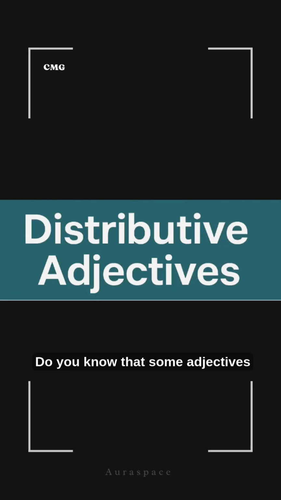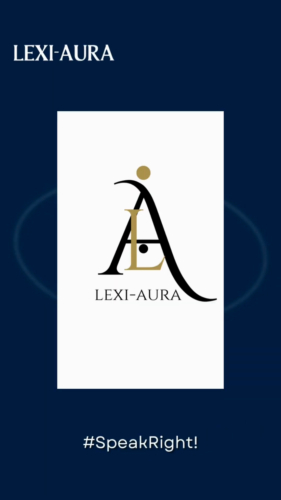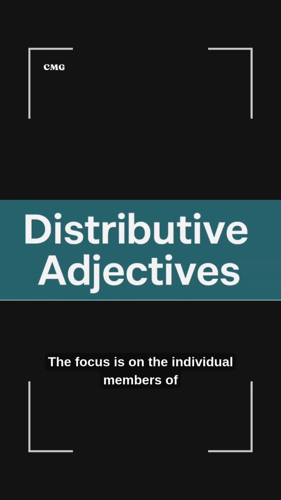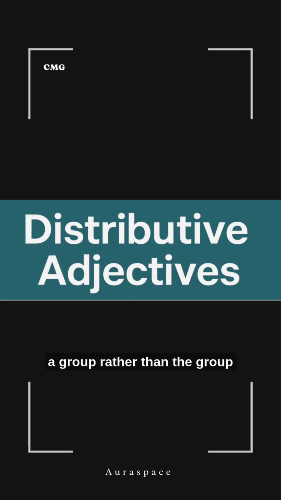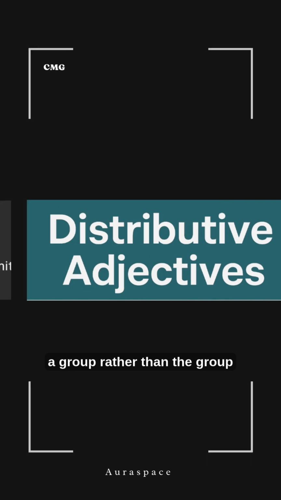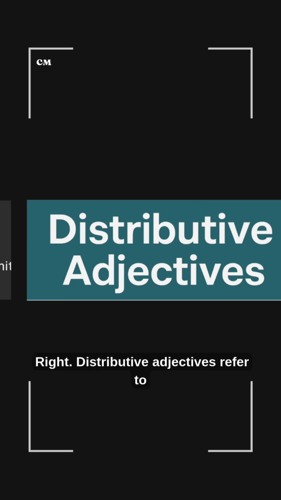Do you know that some adjectives focus on individual members of a group rather than the group as a whole? These are called distributive adjectives. The focus is on the individual members of a group rather than the group as a whole. Right. Distributive adjectives refer to individual items or persons in the group, emphasizing them separately.